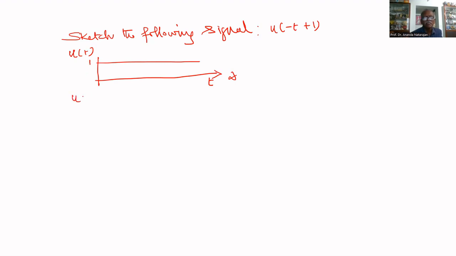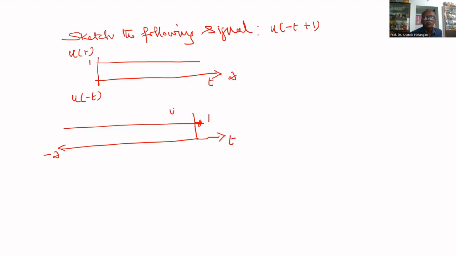What is u of minus t? Time reversal. That is 1 up to minus infinity. This is u of minus t, just a mirror image about the y-axis. Now we have to find u of minus t plus 1.